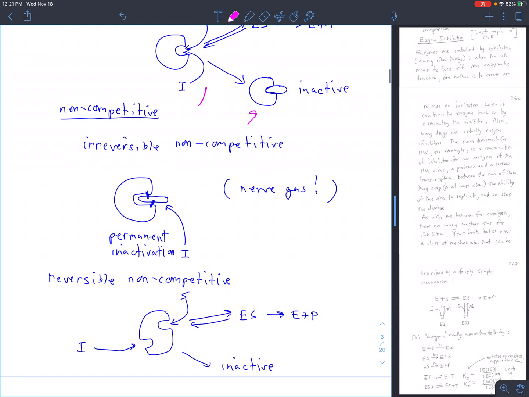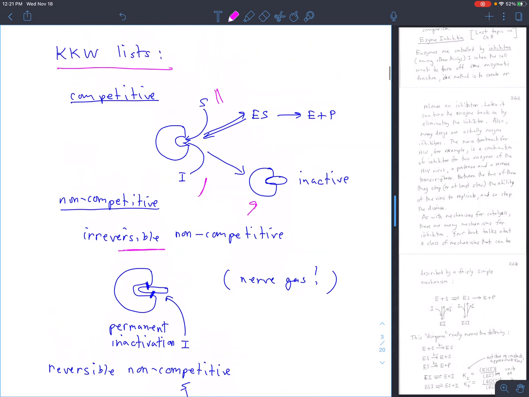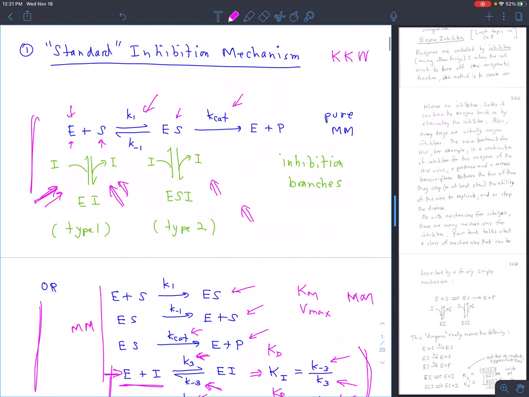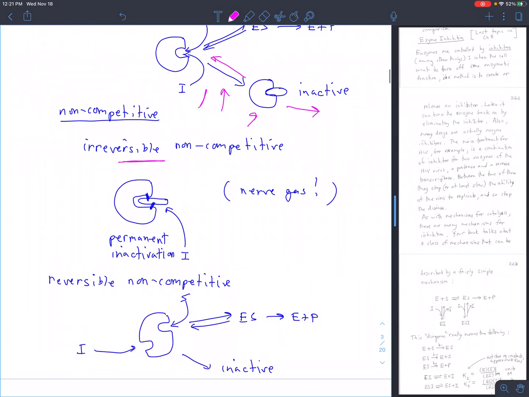catalysis any further. There's irreversible non-competitive, which is almost the same thing, except that in this case above, the idea is that, well, the inhibitor can come back off at some point. This is a reversible step, as it is given up here, right? In this case, we're talking about an irreversible binding. But down here, it's possible to get, we're talking about a reversible binding.